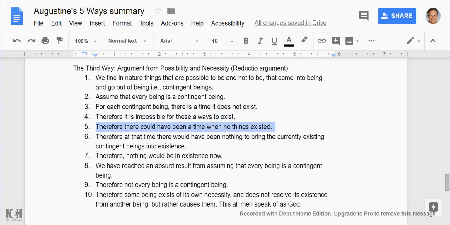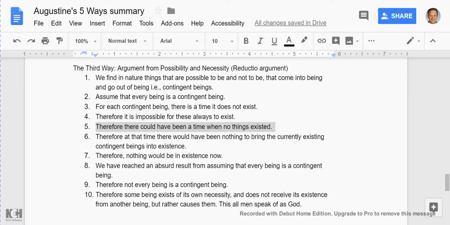All right. Therefore, there could have been a time when no things existed, which makes absolute sense. There could have been a time when, if you think about it, if everything that exists in the material world is temporary, comes in and out of being all the time, it's possible to conceive that all things may not have existed in one period of time. Okay? Take some notes. All right. So therefore, at the time, there would have been nothing to bring the currently existing contingent beings into existence.